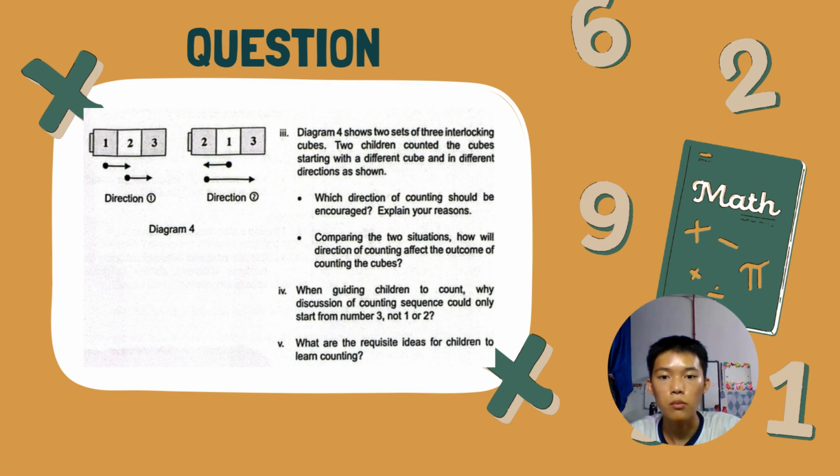And we also need to compare the two situations. How will the direction of counting affect the outcome of counting the cubes? Question 4 is, when guiding children to count, why can the discussion of counting sequence only start from number 3, not 1 or 2? Question 5 is, what are the requisite ideas for children to learn counting?